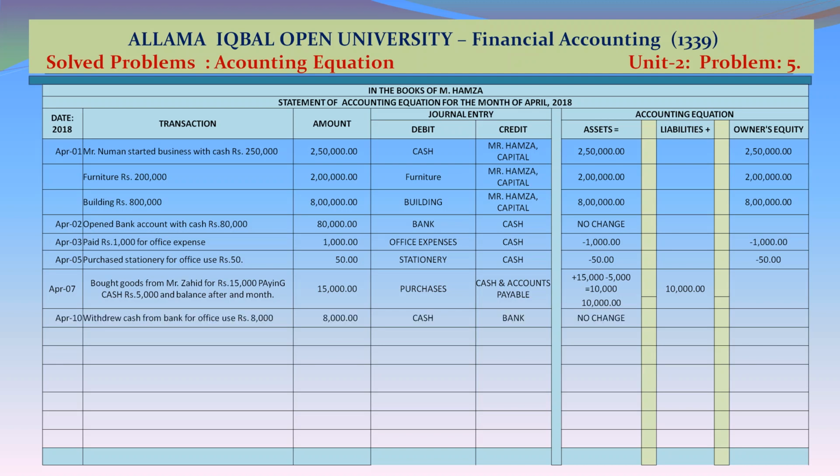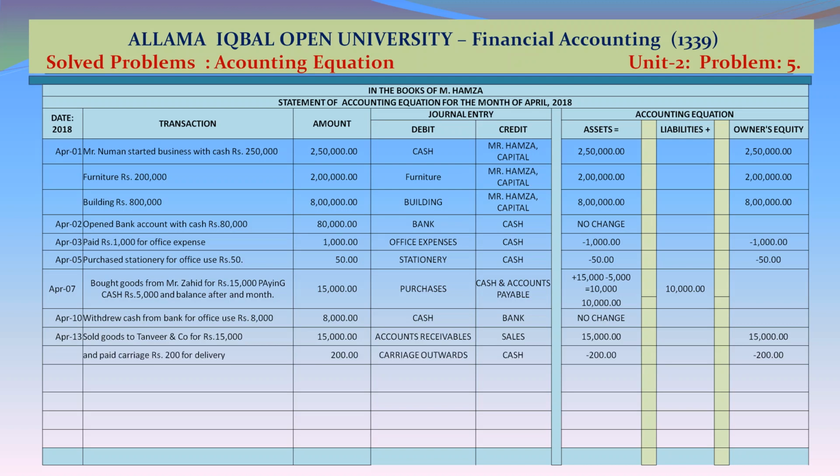April 10. Withdraw cash from bank for office use 8,000. Amount 8,000. Cash debit, bank credit. In the assets, there is no change because cash and bank both are asset accounts. Effect no change. April 13. Sold goods to Tanveer and Company for rupees 15,000. Amount 15,000. Accounts receivable debit, sales credit. Assets add 15,000. Owner's equity add 15,000.